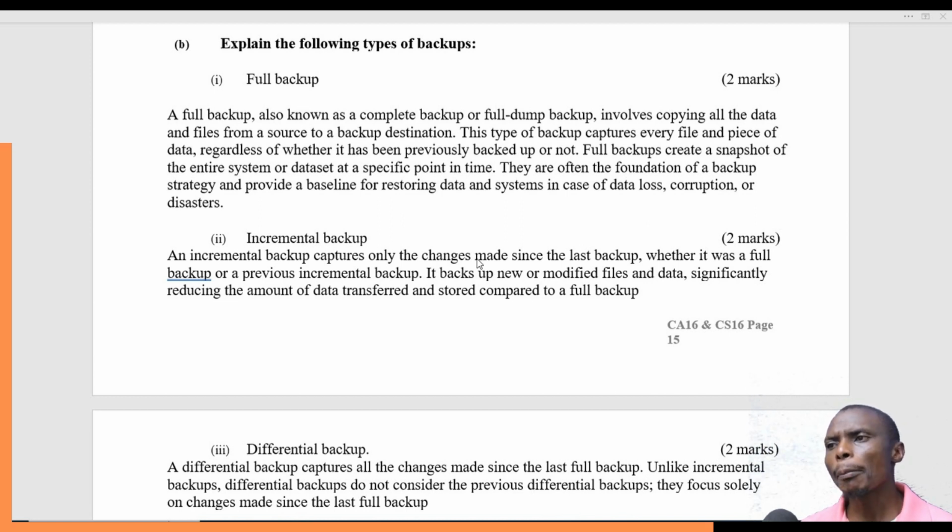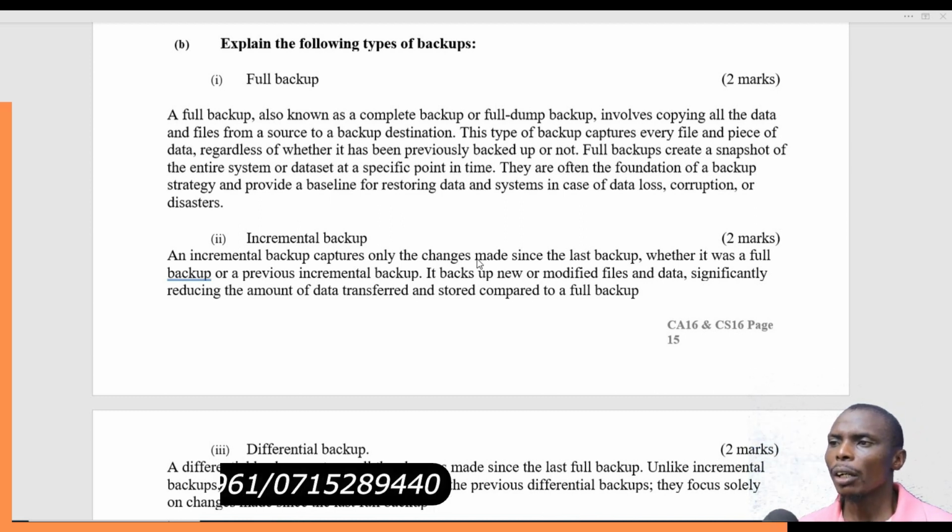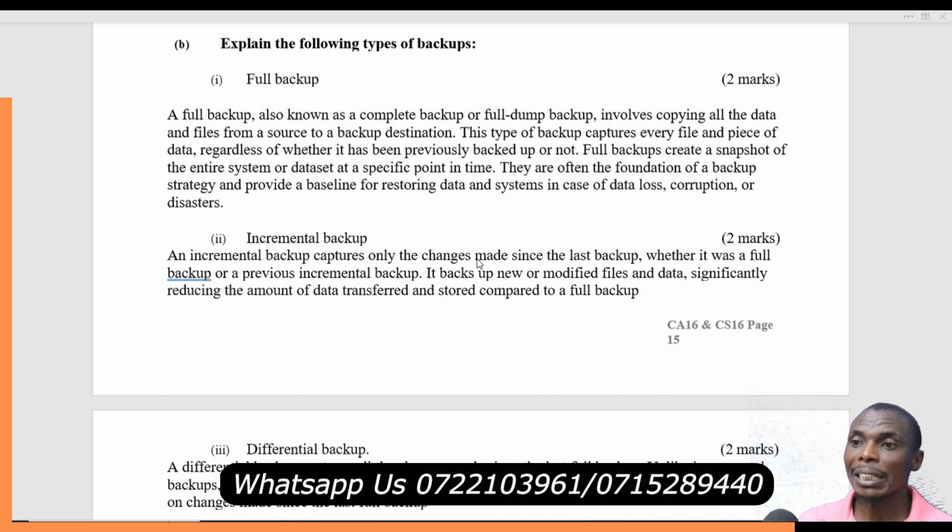So this type of backup captures every file and piece of data, regardless of whether it has been previously backed up or not. This full backup is sometimes also called complete backup. We can also call it full dump backup. They are often fundamental for backup, to provide a baseline for restoring data and systems in case of data loss, corruption, or sometimes in case of disaster.